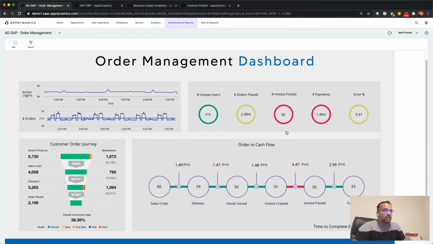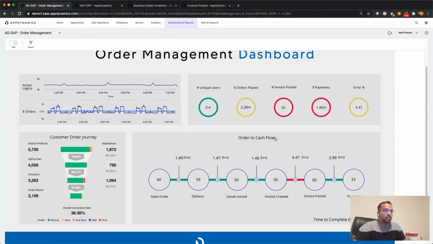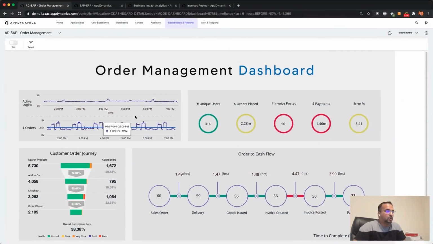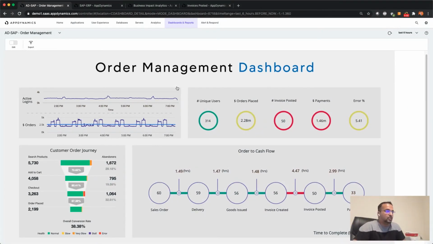What I'm going to be showcasing today is how we monitor the order-to-cash flow and how we connect business and application performance metrics to make sure that customers have a good experience. We start off with a high-level dashboard which consists of the most important business and technical KPIs, and we have set baselines around them.